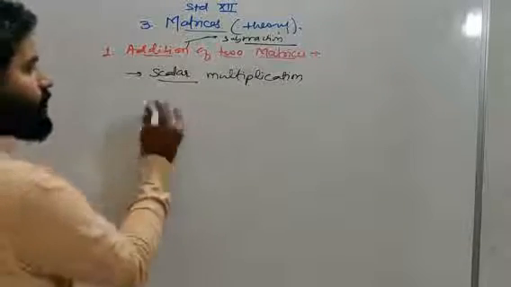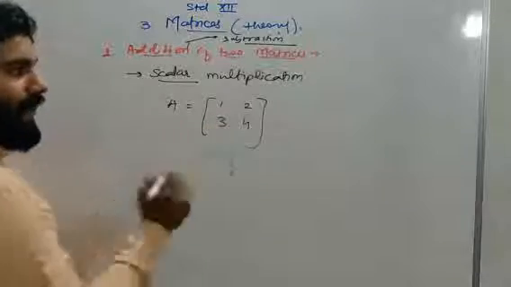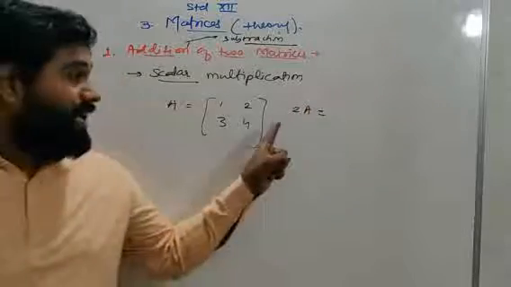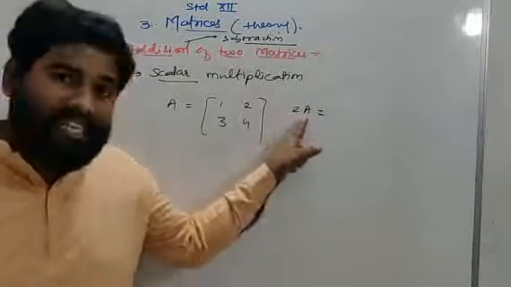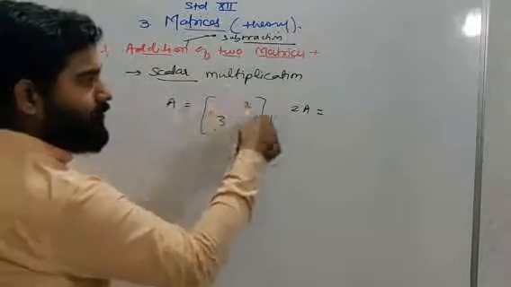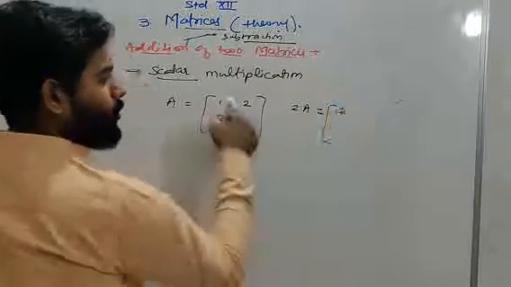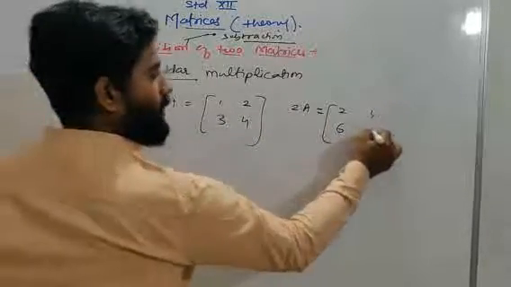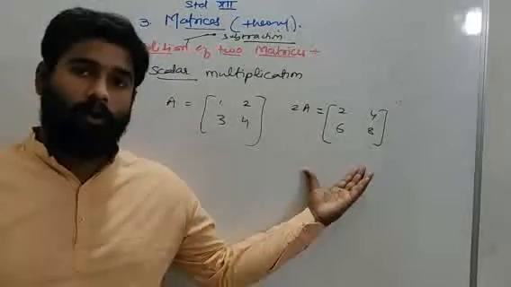For example, suppose I am giving you A as 1, 2, 3, 4, and I am asking you what is 2A. Now the 2 is a scalar, a constant number, right? So each and every element of A will be multiplied with 2. That will become 2 ones are 2, 2 twos are 4, 2 threes are 6, and 2 fours are 8. That is what scalar multiplication is all about.